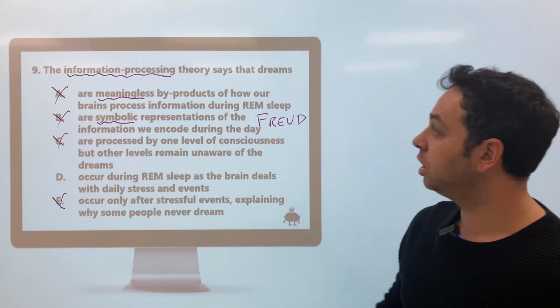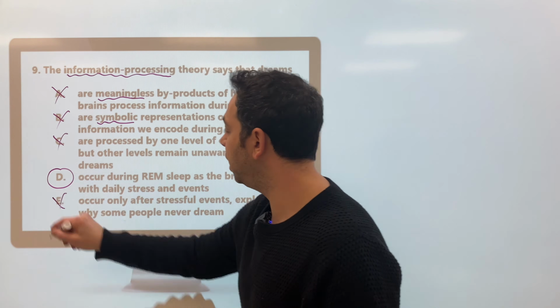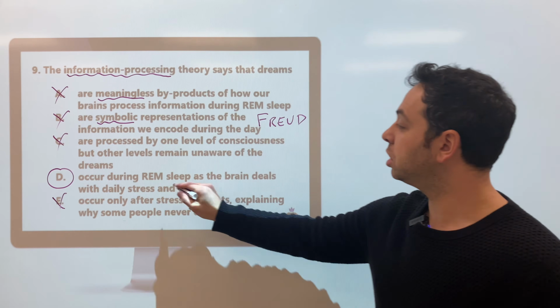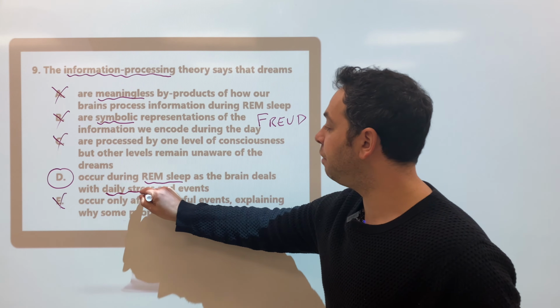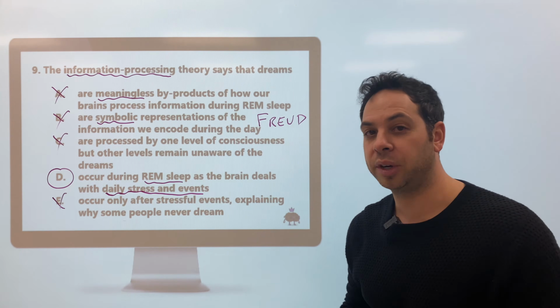Which leads to our answer, D. What is the information processing theory? It's that dreams occur during REM sleep, right? That's when most dreams occur. And the brain deals with daily stress and events. So it helps make sense of what happened during the previous day.